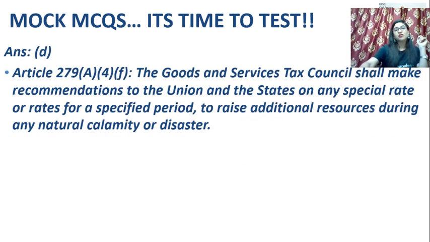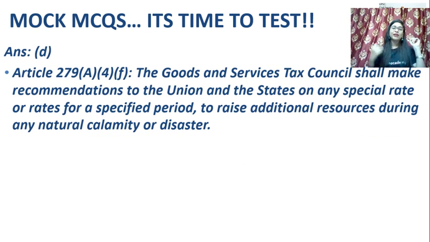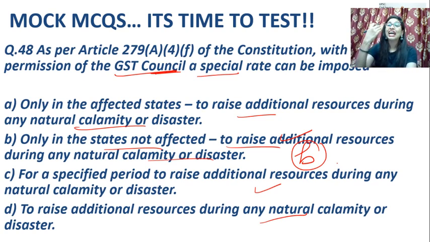And the answer is option D. Kudos to those people, and kudos to Shivam for the right answer. It is option D, that is, to raise additional resources during any national calamity or disaster. That is one of the things which can be imposed. With the permission of the GST Council, a special rate can be imposed on that.